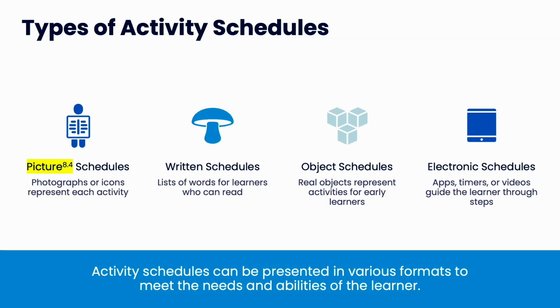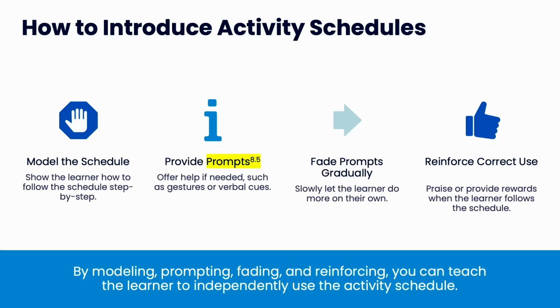Electronic scheduling: apps, timers, videos that will guide the learner through the steps of everything that they're going to do. How do you introduce a schedule? First, you're going to model the schedule, show the learner how to follow the steps of the schedule step by step. Then you're going to provide prompts, offer help if needed, such as gestures or verbal cues.